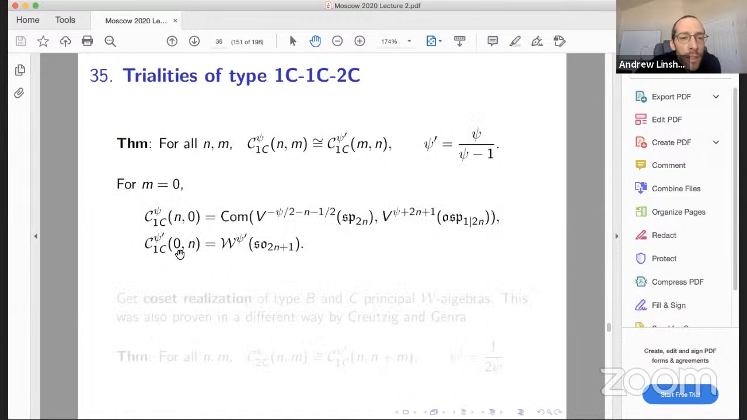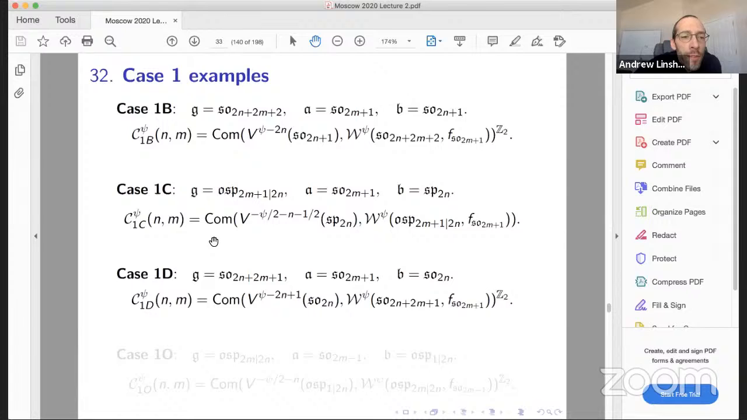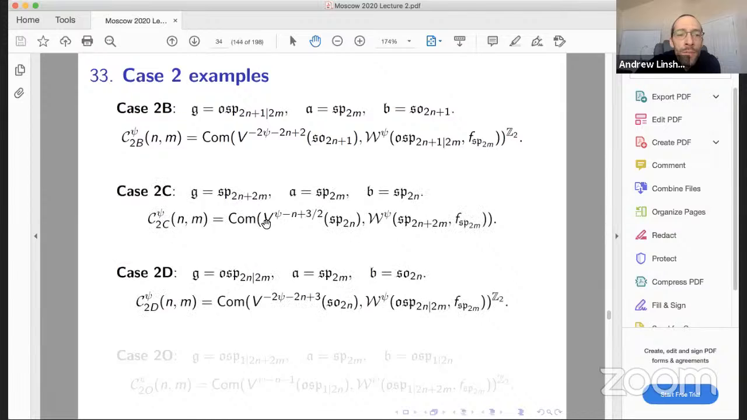So if the first entry is 0, I'm sorry, no, yeah, if the first entry is 0, then I want 1c 0n. That should just be a W algebra of SO2n plus 1. So let's see. If the first entry is 0, the n is 0, then yes, this is just OSP, this is 0, this is just SO2n plus 1. So that's right.